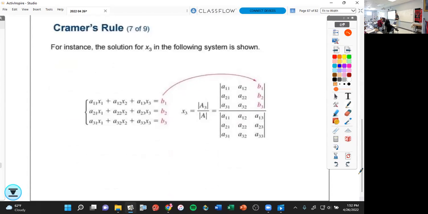So this is what 3 equations and 3 unknowns would look like. This would be for solving for the 3rd variable. Notice this is just the coefficients. A sub 1,1, A sub 1,2, A sub 1,3, right? When I'm solving for the 3rd variable, x sub 3, I'm going to replace the 3rd column. So instead of A sub 1,3, A sub 2,3, and A sub 3,3, I'm going to replace it with B1, B2, B3. This is just general form.